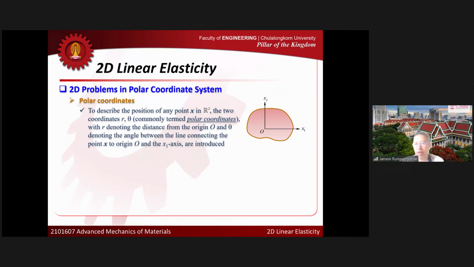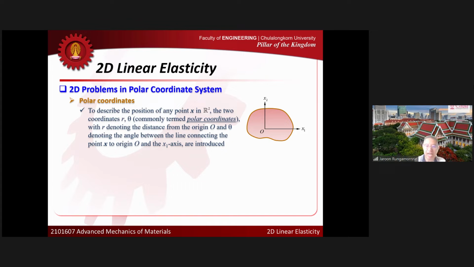This polar coordinate system shouldn't be new to you, right? You should be familiar with this from calculus. Or I am not sure that Dr. Thirapong also mentioned this type of coordinate system in the first part. Basically, the polar coordinate system is simply the special case of the cylindrical coordinate system for 3D. If you look at the cylindrical coordinate system, you have r, theta, and z. This is just simply the special case for the 2D case.